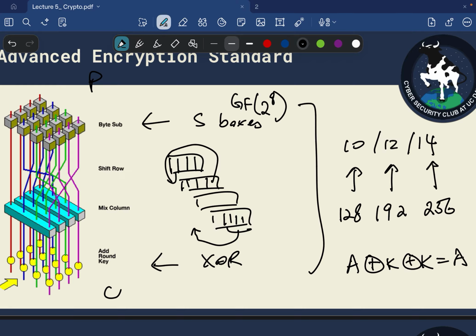Any questions? Yes? So how do the number of layers correspond to the number of bits?